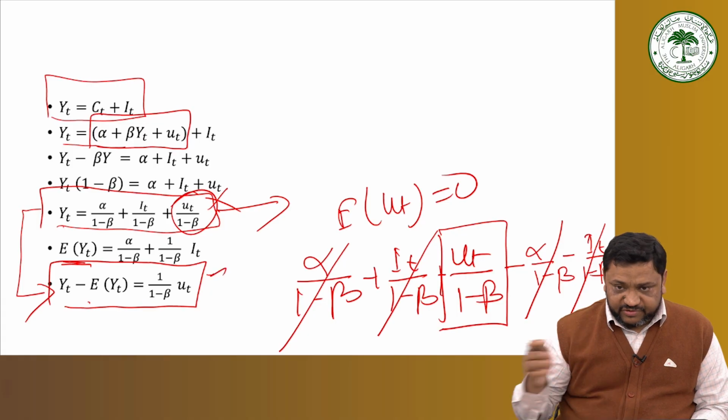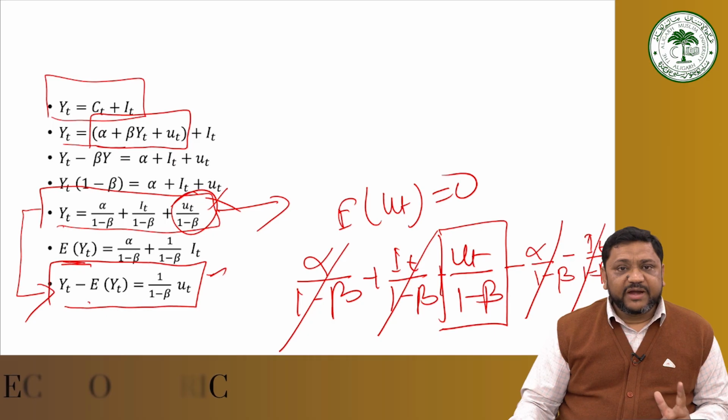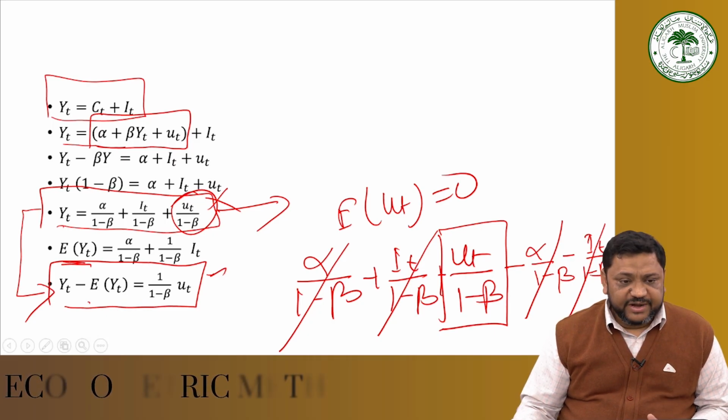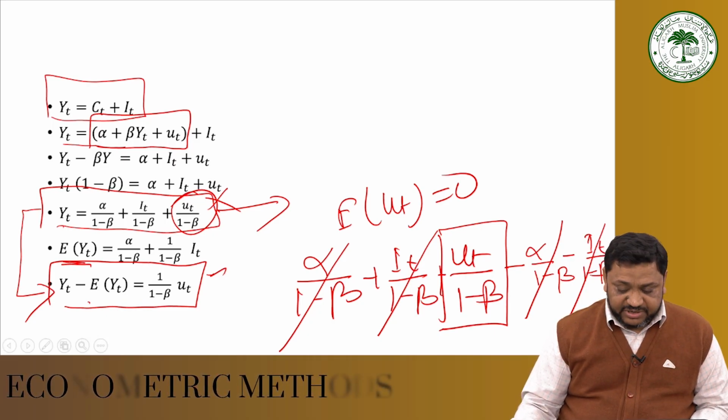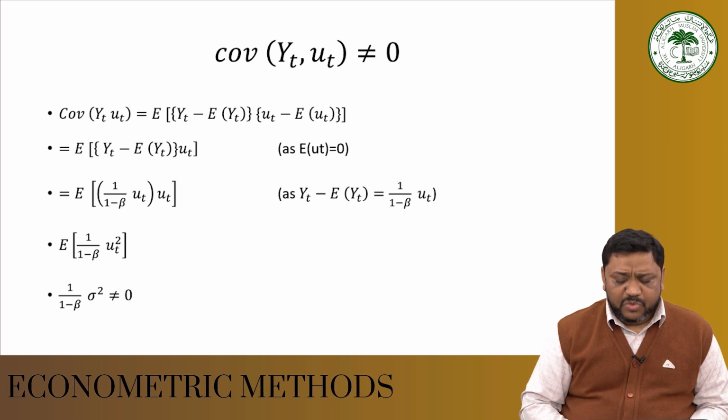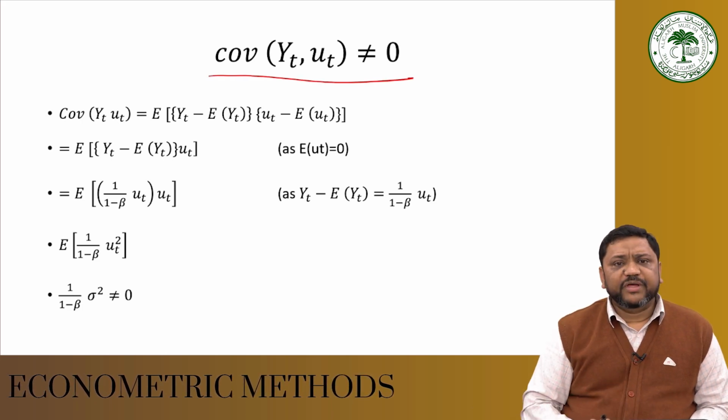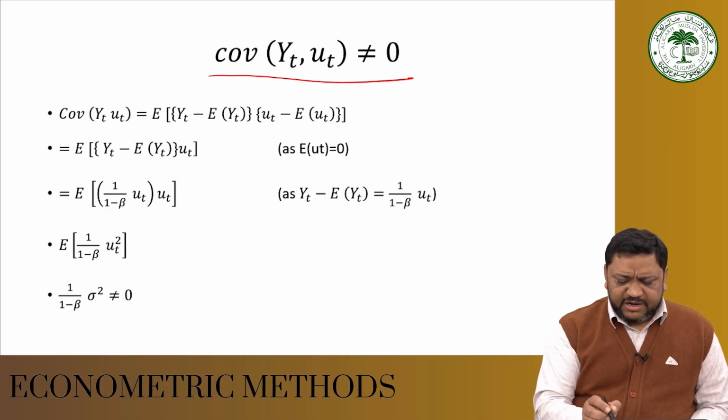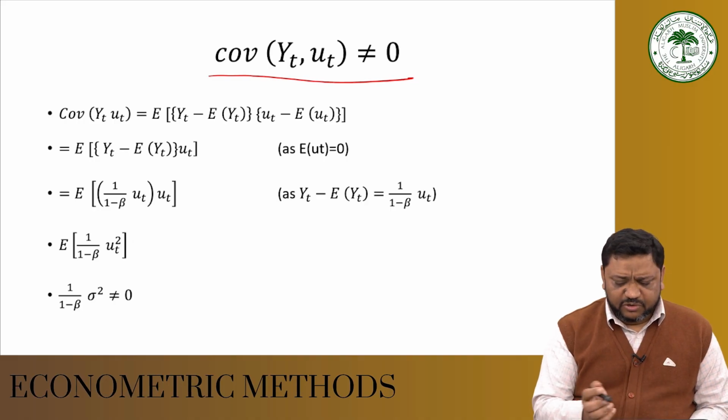We need to remember this, we will be needing it further. Yt minus expected value of yt is equal to 1 upon 1 minus beta ut. Now we want to see the covariance between yt and ut. So we write it in the formula for covariance.